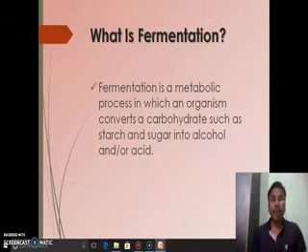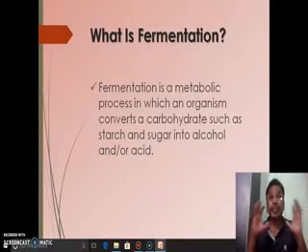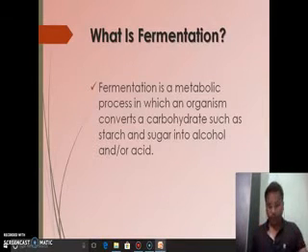So keep it in mind and memorize the definition of fermentation. It is the metabolic process carried out by the microorganisms, and they convert carbohydrates such as the starch and sugar into alcohol or the acid. So this is the definition of the fermentation. I think you might have understood the definition of the fermentation. So let's see the next point.